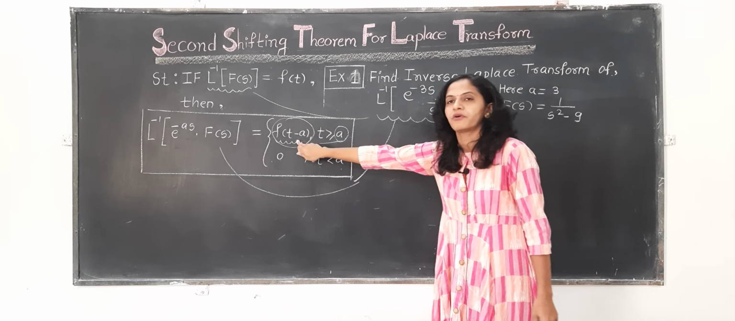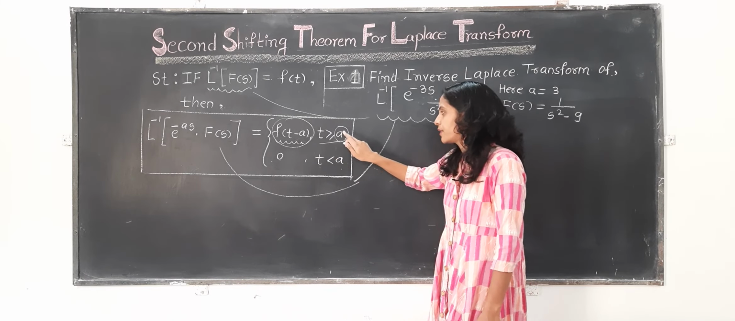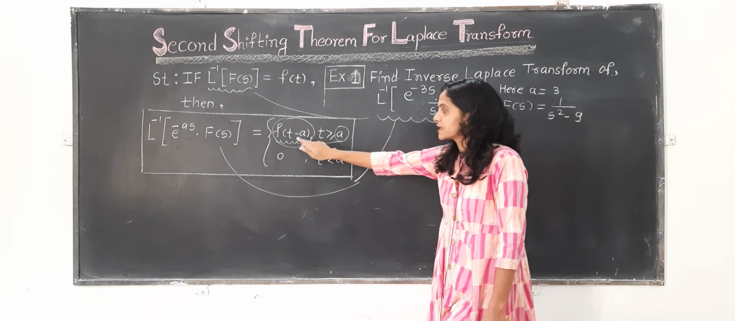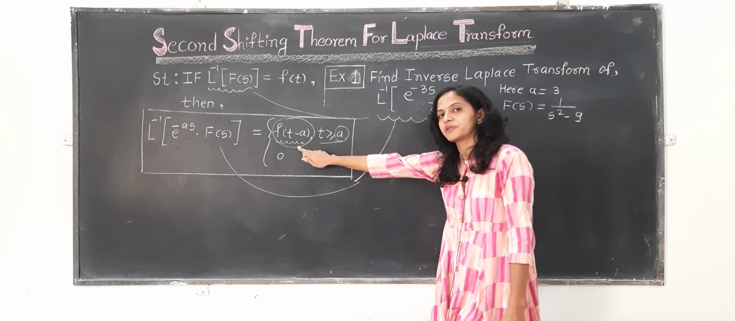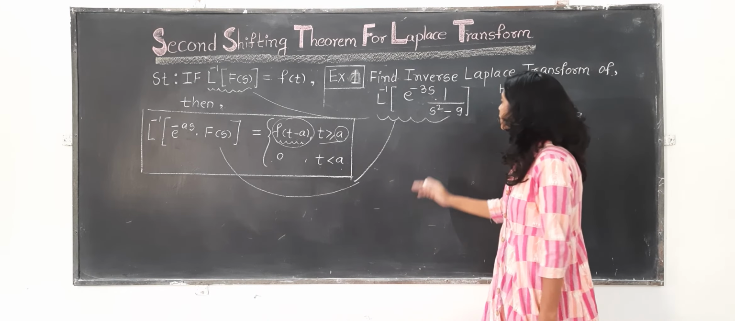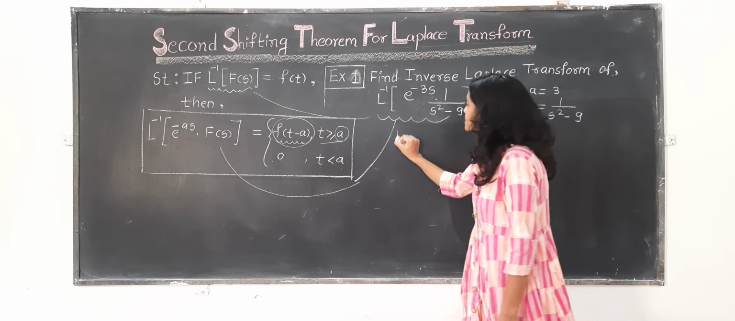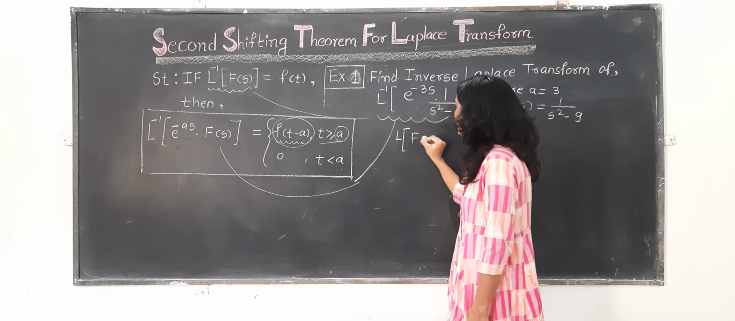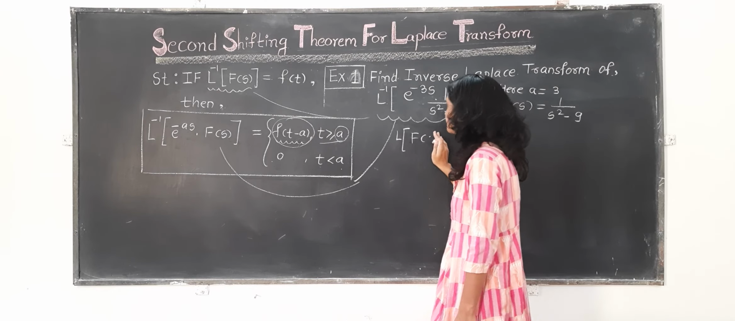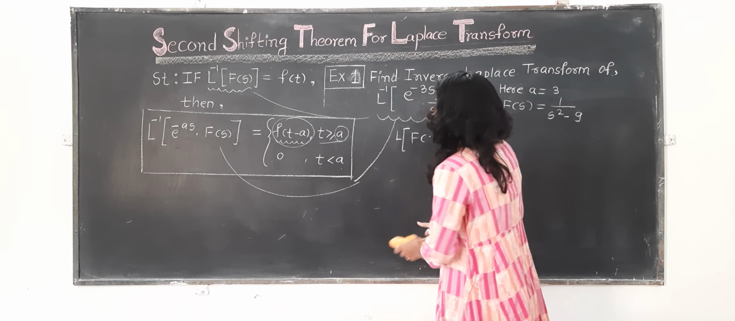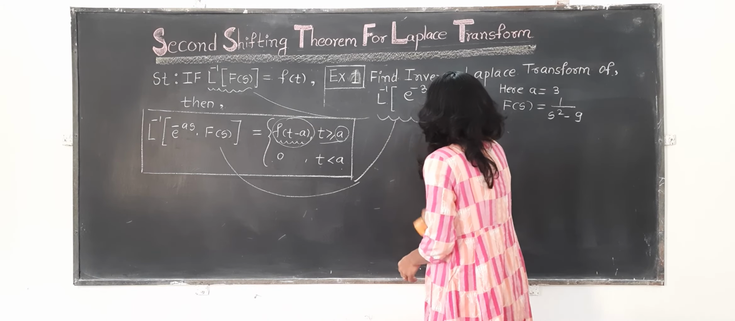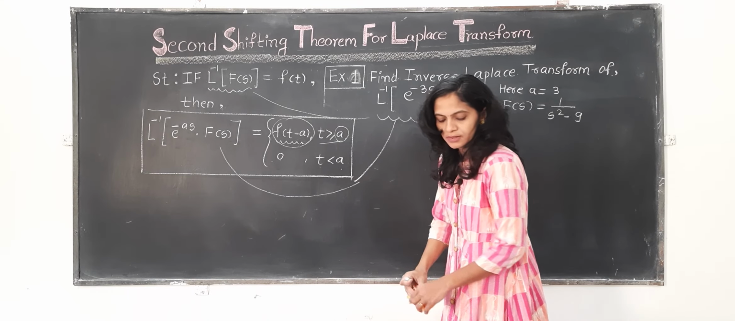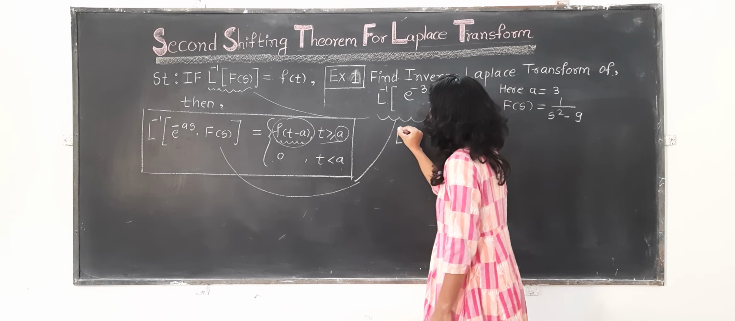So we require f of t minus a and we require the value of a. Using f of t, we can easily write f of t minus a. So first of all, using f of s, we will find out f of t, because L inverse of f of s is f of t. So here we are taking the inverse of f of s.